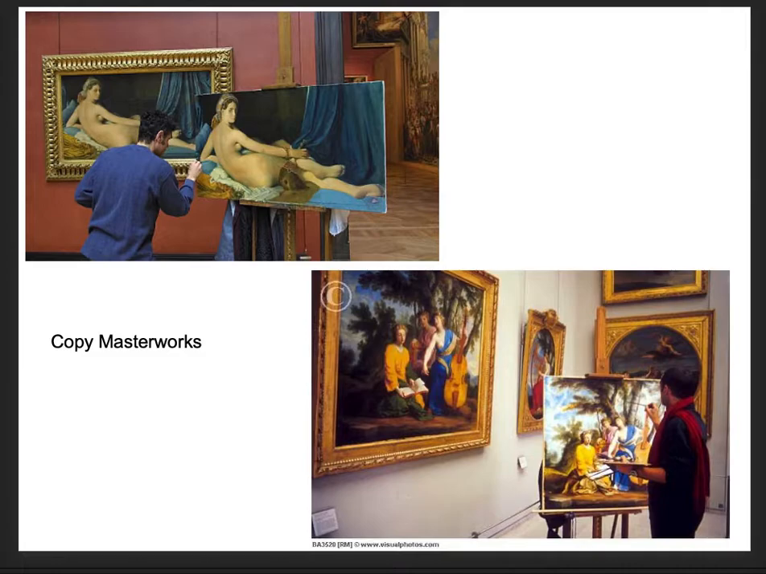Still to this day, you can go into museums and do direct master copies, looking at the piece right in front of you. Oftentimes when you go abroad, you will see students set up with their easels, working all day long from these amazing paintings. And obviously you have to be very, very careful.